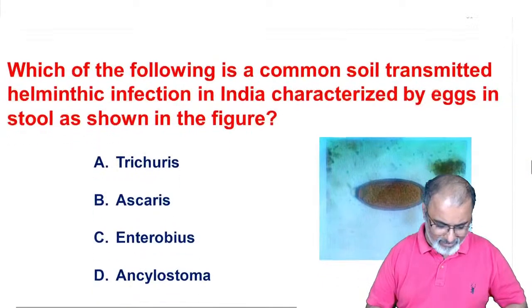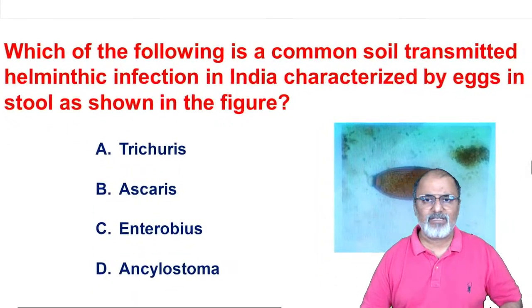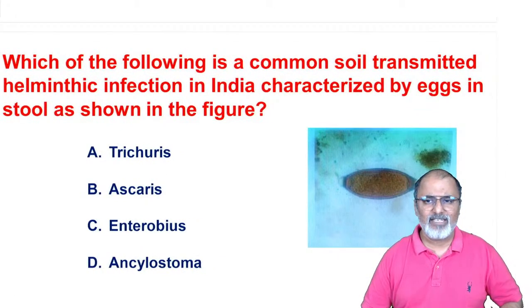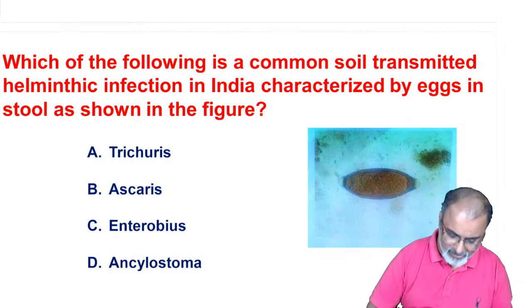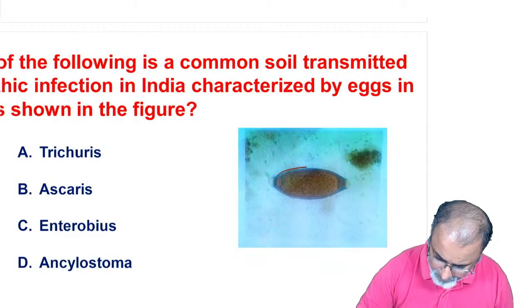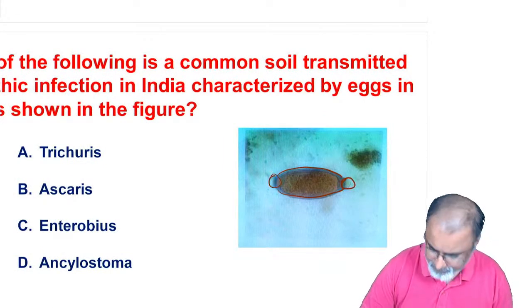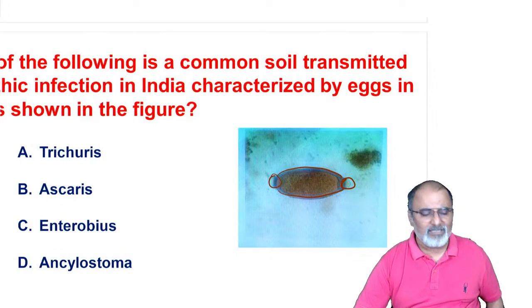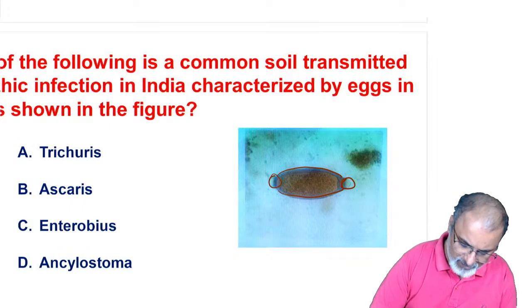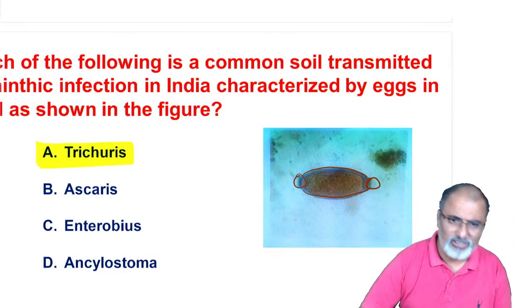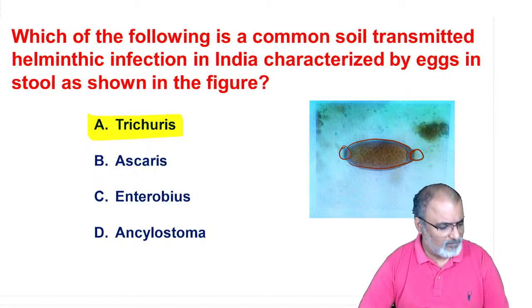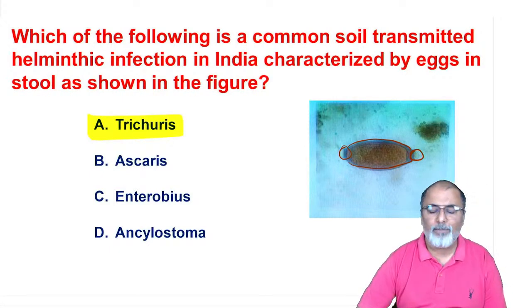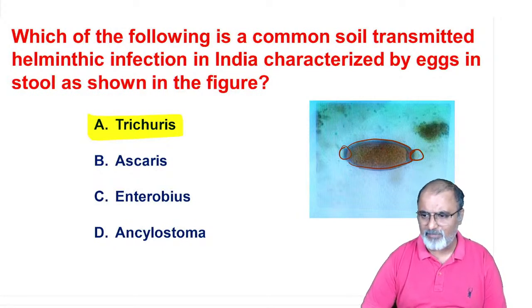After seeing the egg itself, you can answer. Which of the following is a commonly soil transmitted helminthic infection in India characterized by eggs in stool as shown in the figure? Klebsiella produces pink colonies. See, barrel shaped egg with two mucus plugs, suggestive of Trichuris trichiura. Answer is A. You should know about all parasitic eggs and how to identify them. It will help you answer many questions.